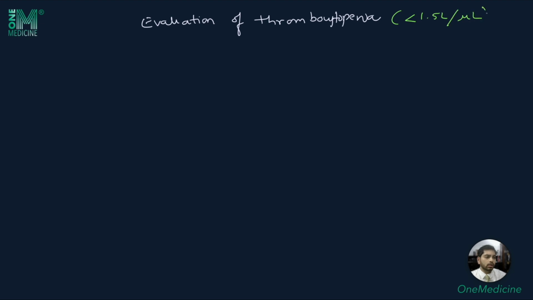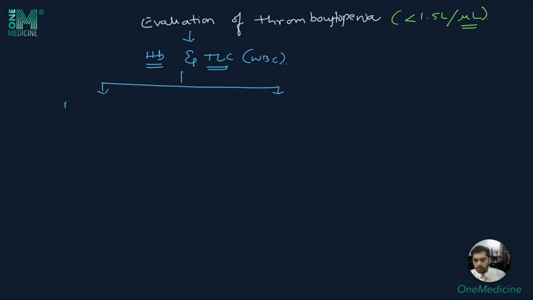Let's briefly touch upon the evaluation of thrombocytopenia. Platelet count of less than 1.5 lakhs per microliter, but a clinically significant thrombocytopenia is when the platelet count is less than 1 lakh per microliter. So first thing to be examined is to check for hemoglobin and total leukocyte count, or WBC count. So if the hemoglobin and WBC count are normal, that means that the patient is having only isolated thrombocytopenia.